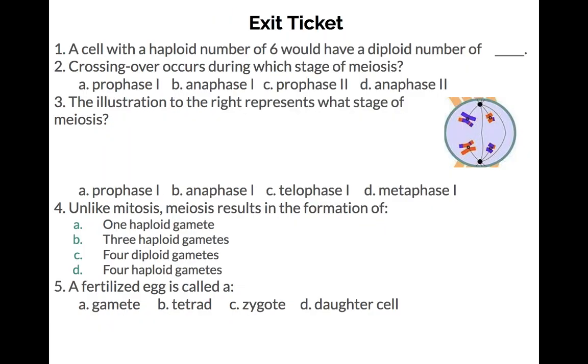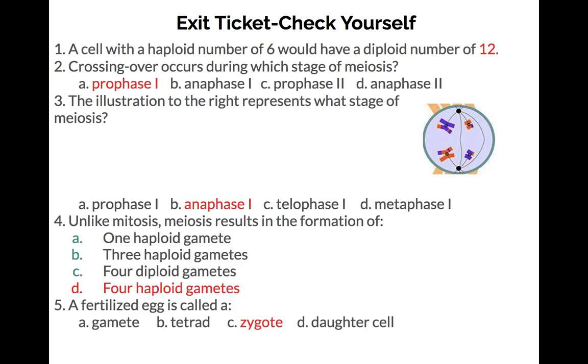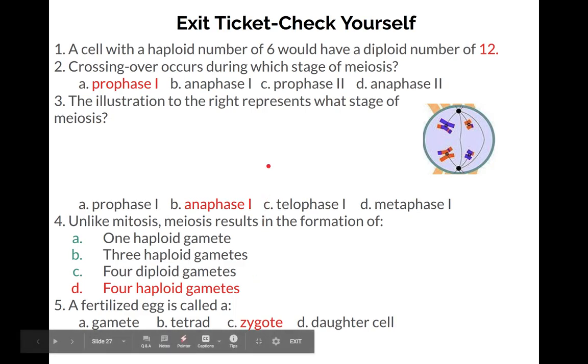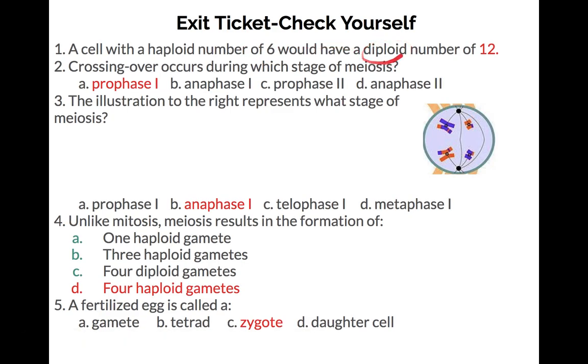All right, so we have reached our exit ticket. Go ahead, pause here, and try these on your own. Okay, so number 1, haploid number of 6. So we're thinking in our head, n is equal to 6. Then what would 2n equal? So 6 times 2, we get 12. Number 2, crossing over occurred during prophase I of meiosis.